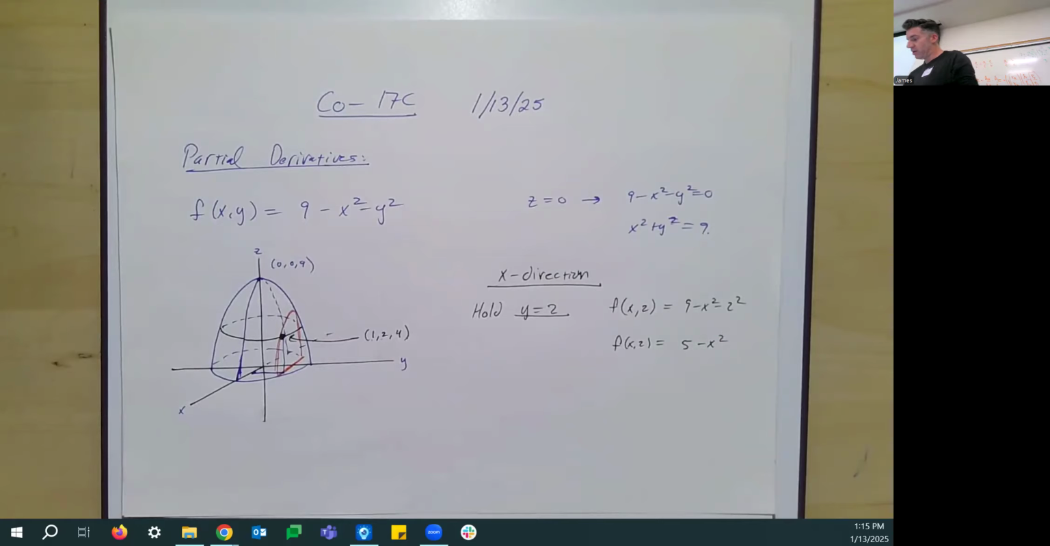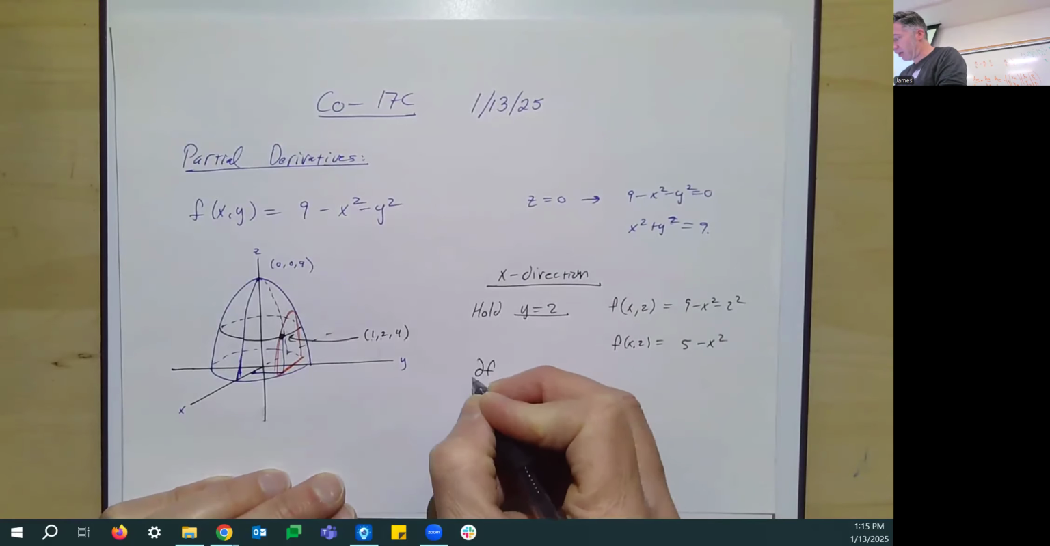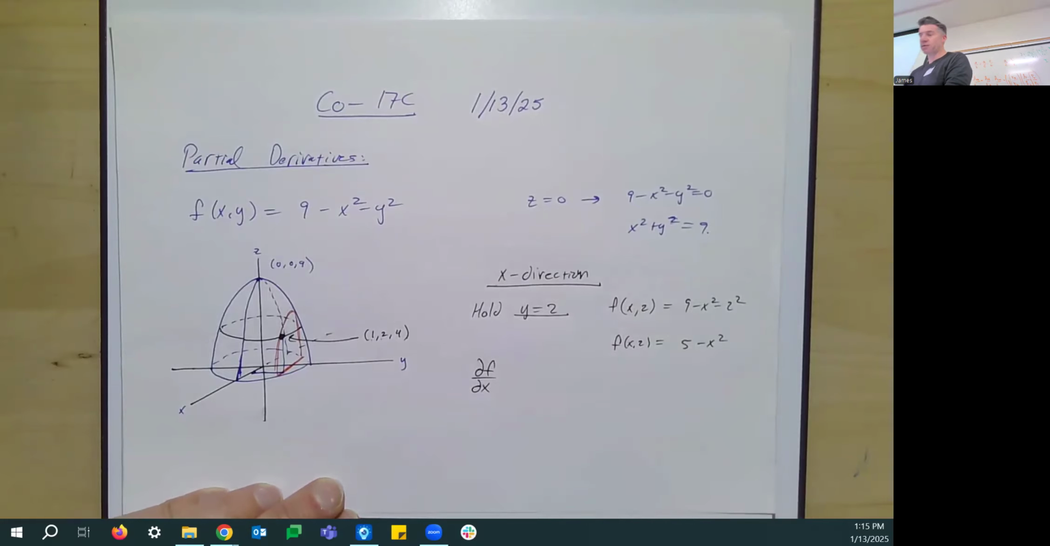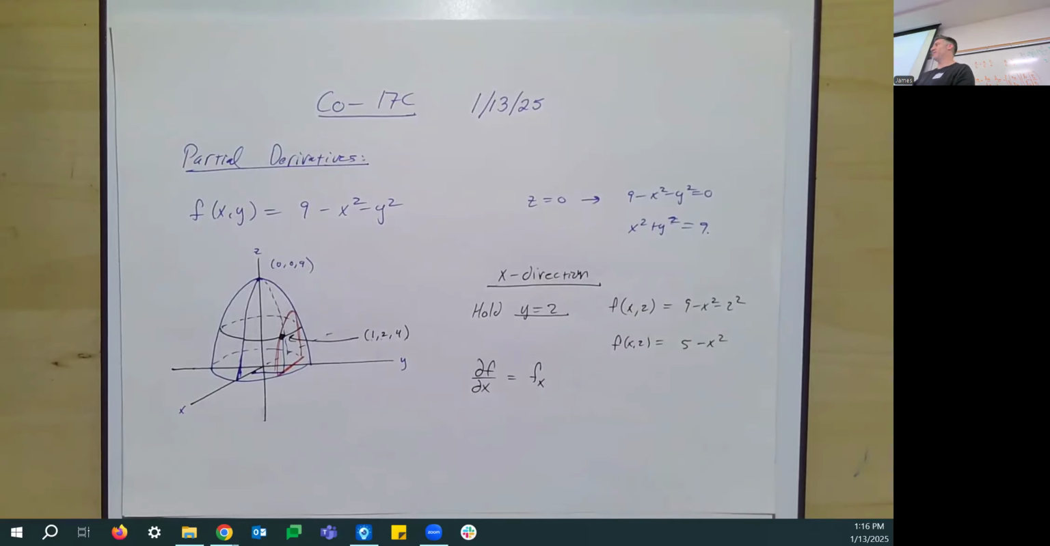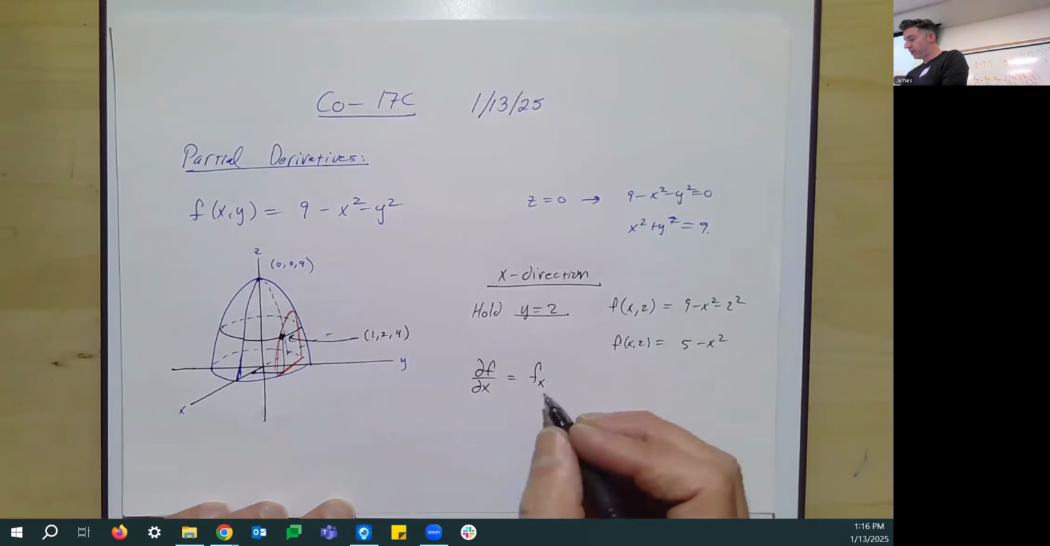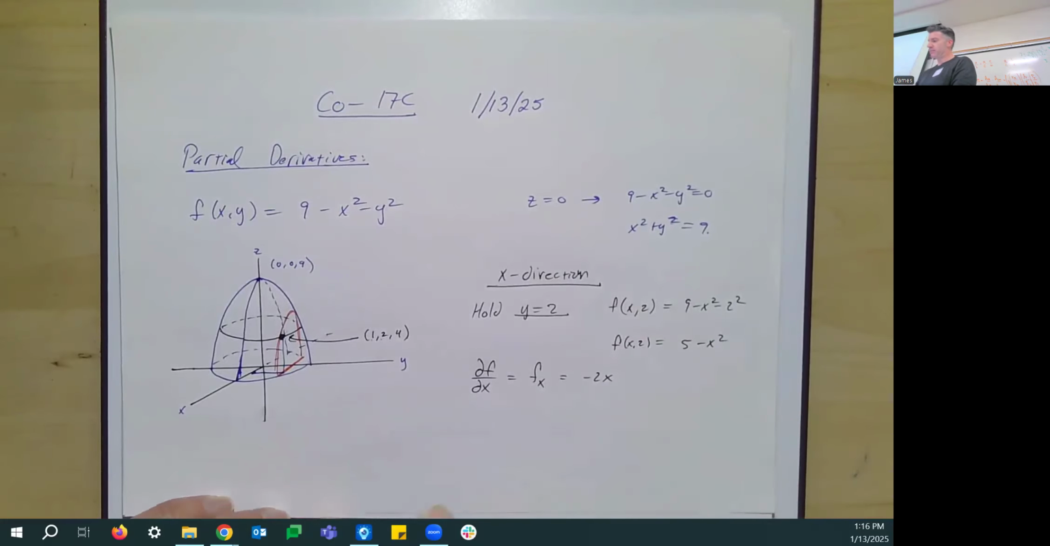So here, our partial derivative, which is going to be written either as del f del x or as fx. We really just say fx, we don't say f sub x. The appropriate way to say it is fx, kind of annoying. Not f of x for sure. It is going to equal, we're just going to take the derivative here, negative 2x.